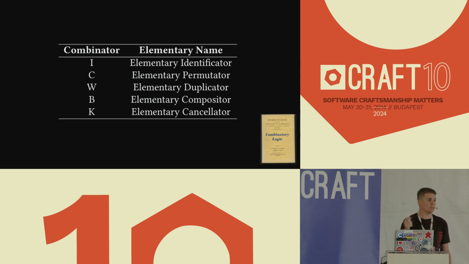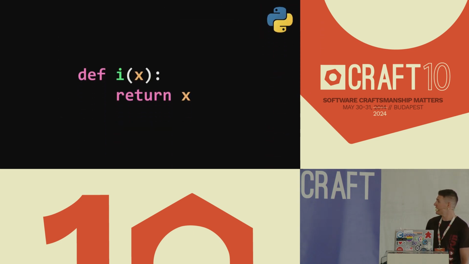I is the elementary identificator. C, permuter. W, duplicator. B, compositor. And K, cancellator. You'll start to understand these names. They seem very highfalutin, if you will, but I like them. And we're going to start by going through these one by one.